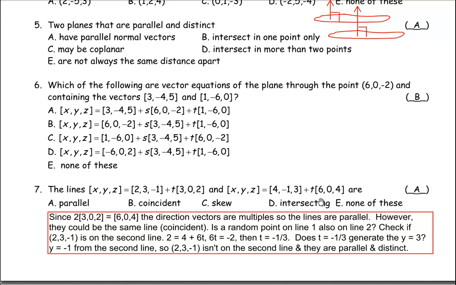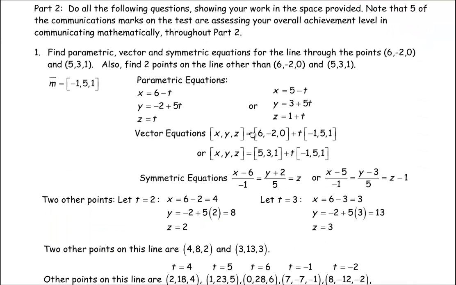And it doesn't, because the parametric equation for y here would be y equals negative 1 plus 0t. So y is actually negative 1 for every single point on this line. And that y coordinate right there is not negative 1. So t equals negative 1/3 does not generate the y coordinate of 3 from that line. So that point is on this line, but it's not on this one. That means that the two lines would have to be parallel and distinct. So they're just parallel lines. Part 2.